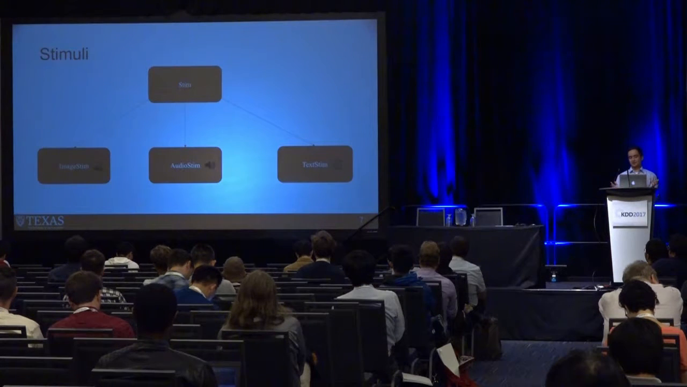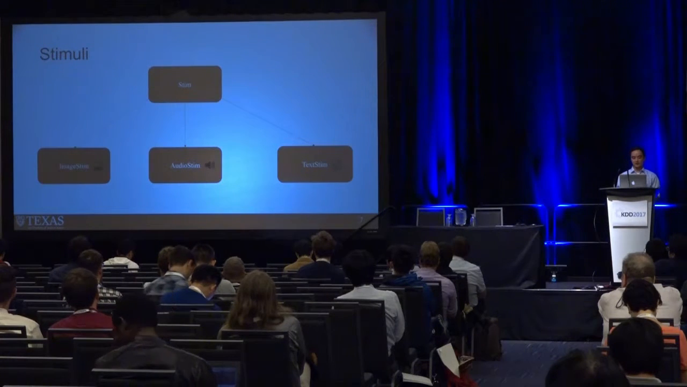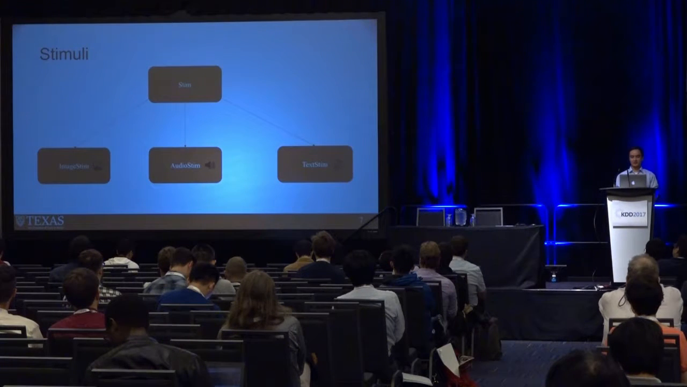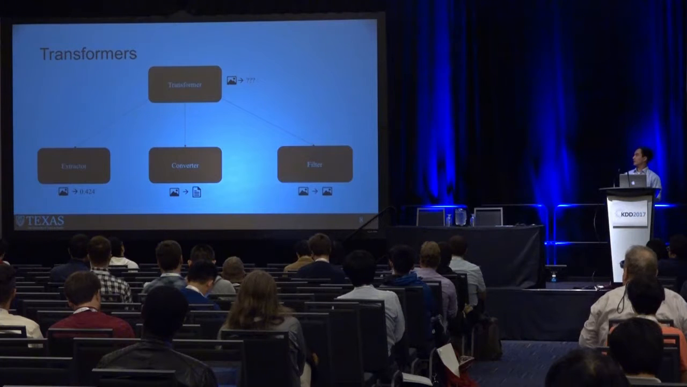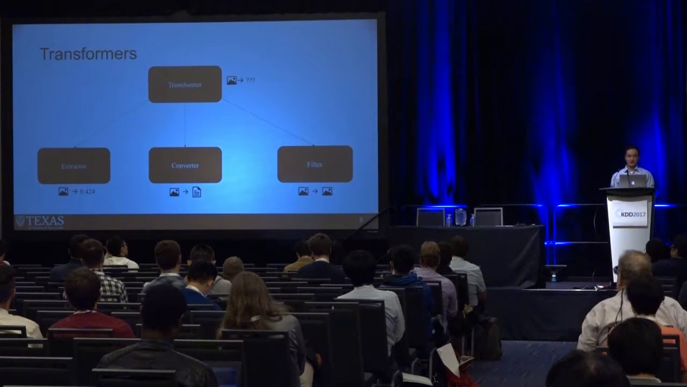This is a quick view of the hierarchy for a stimulus. As I said, we have support for image, audio, text, and recently we support extracting from a Twitter stimulus. And this is also a quick overview of the hierarchy for transformers. There are three essential types of transformers.